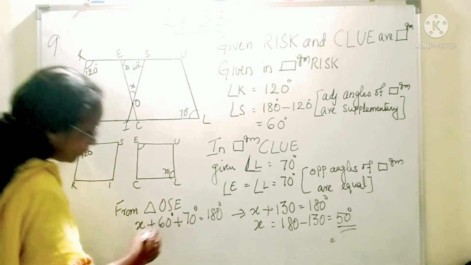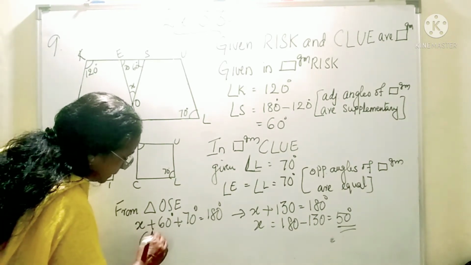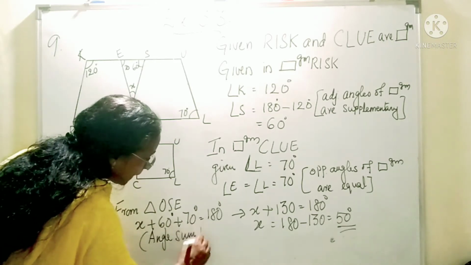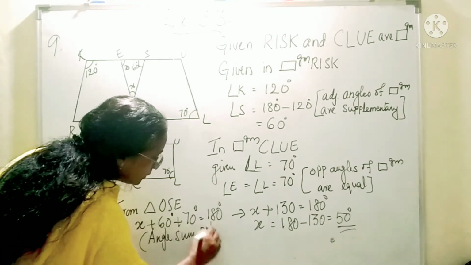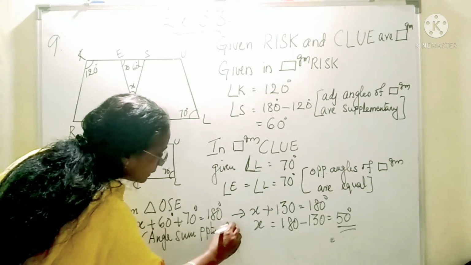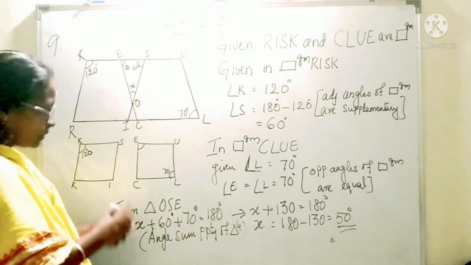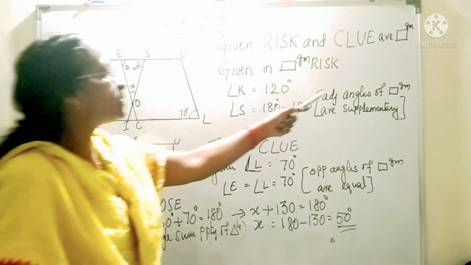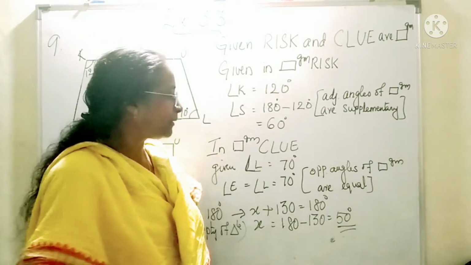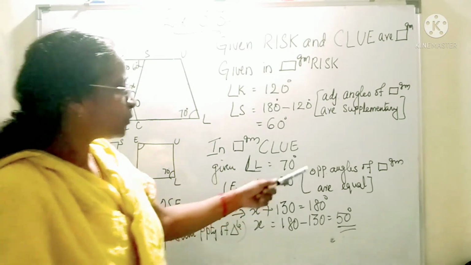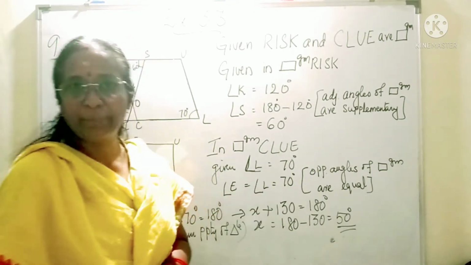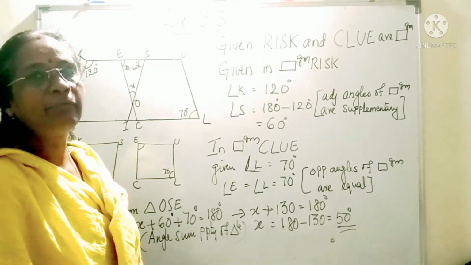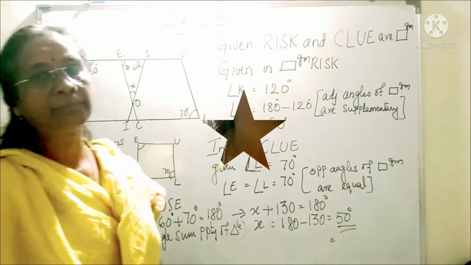Here if you want to write, you can write angle sum property of triangle. So which properties did we use? We used that adjacent angles of a parallelogram are supplementary. In the next one we used that opposite angles of a parallelogram are equal. Then we used the angle sum property of triangle.